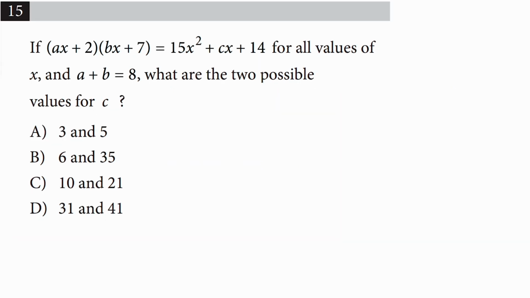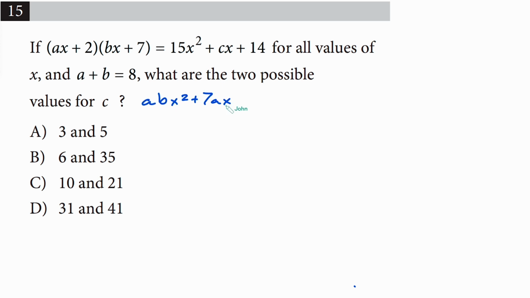If (ax plus 2) times (bx plus 7) is equal to 15x squared plus cx plus 14 for all values of x, and a plus b is 8, what are the two possible values of c? This one is a bit spicier, but the beginning is similar to the last two. In order to equate the coefficients in front of the x and x squared terms, we first need to multiply out this left side and then regroup the polynomial in standard form.